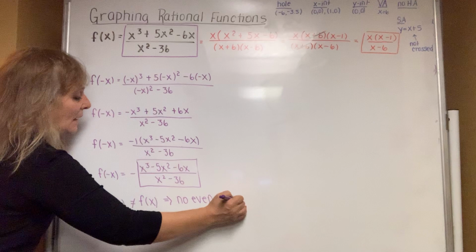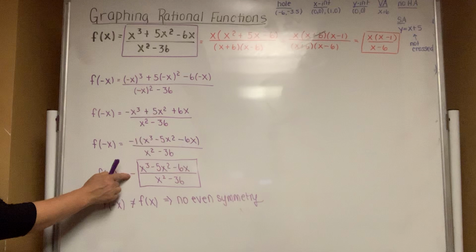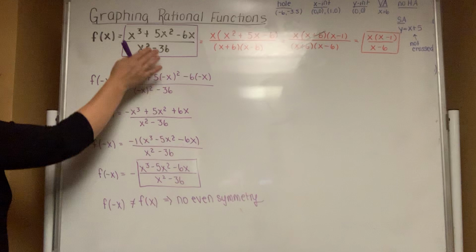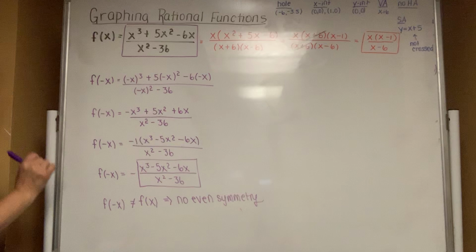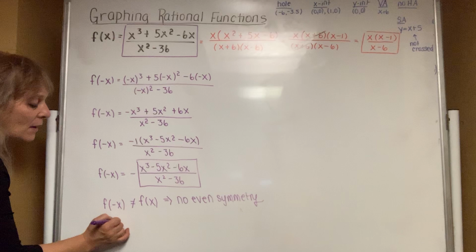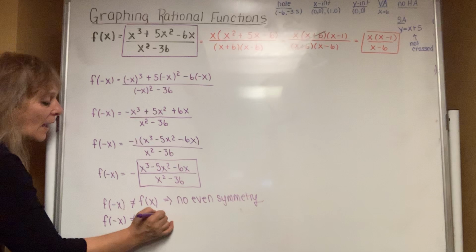Now, the honest truth is that was a waste of time. Because when you have a negative sign in front, the only one you could test for is odd symmetry. And if they're not matching, well, it can't have odd symmetry either. So when there's a negative sign in front, you're really checking for odd symmetry. You automatically know there is no even symmetry. So f of negative x is also not equal to the negative f of x. And that means that there is no odd symmetry.